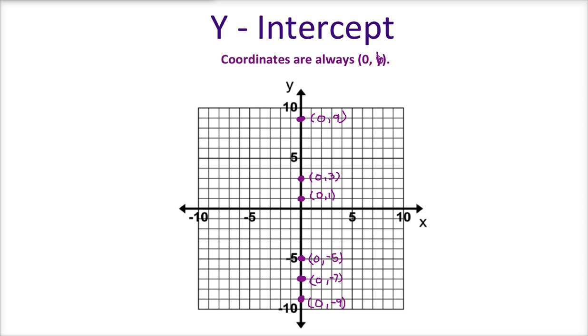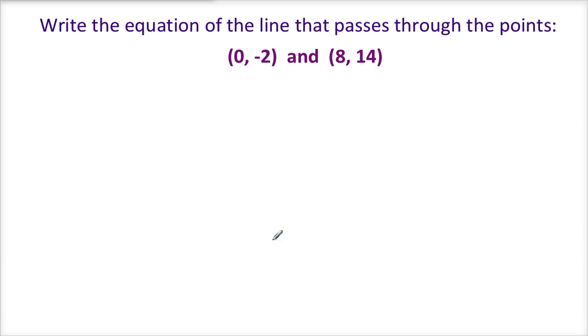So let's use all this information to help us write the equation of a line that passes through these 2 points. So the 2 points are (0, -2) and (8, 14). Now there's 2 things I need to know to write the equation. I need to know the slope of the line, and I need to know the y-intercept of the line. Now luckily, one of the points that I'm given has a 0 in the x spot. That means that this line crosses the y-axis at (0, -2). So the y-intercept is given to me, luckily, as one of my points. All I need to do now is find the slope.